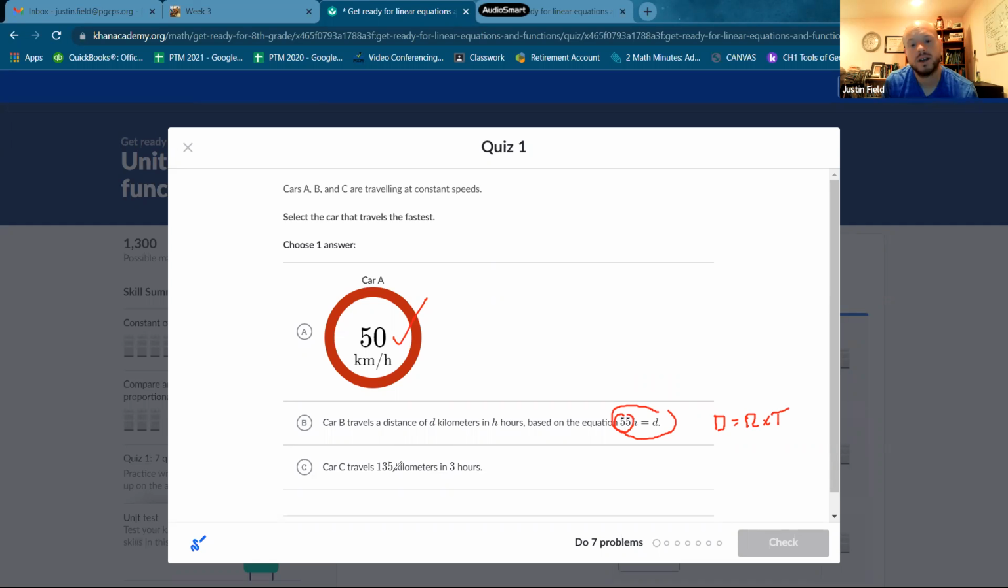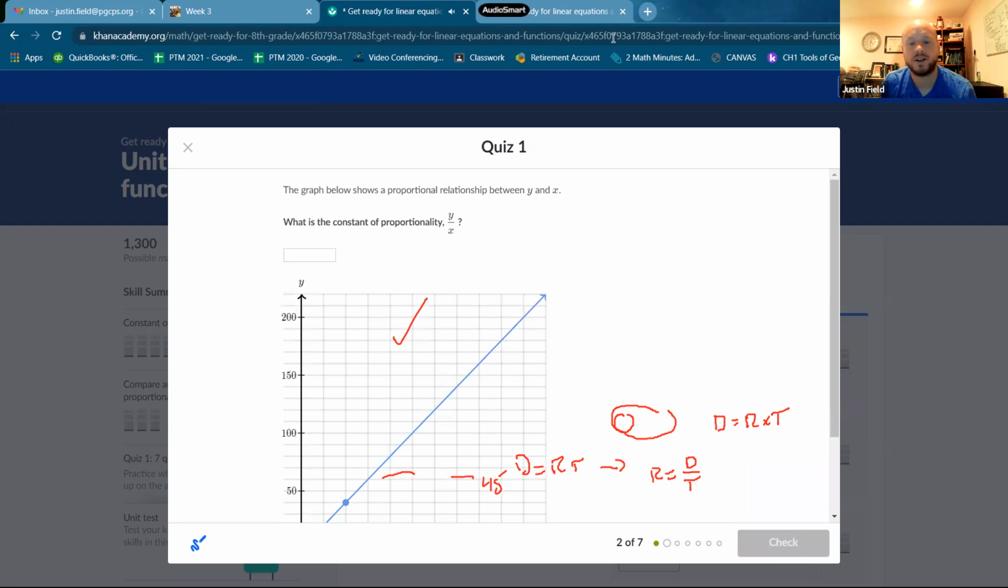And this one, if they give us the distance and they give us the time, we can use D equals RT. If we rearrange that, it would be R equals D over T. So if you divide 135 by 3, what would that be? Let's see, 135 divided by 3 is 45. So car C is only traveling 45. What car is traveling the fastest? Car B at 55 miles an hour.